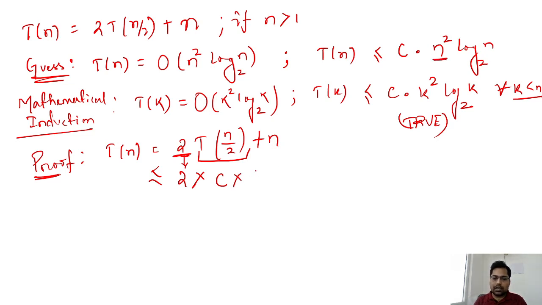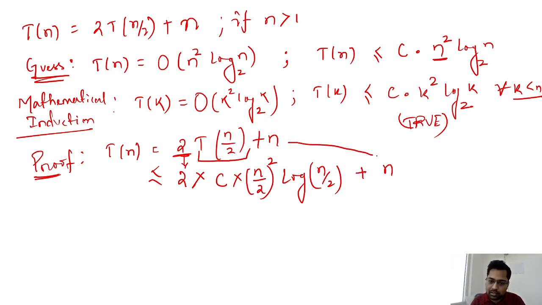Instead of n square, I am just writing that here n is considered as n by 2, and we have written n square and log n by 2. Simple. Instead of n, you just write what is inside the function. Next, n as it is, do not touch it, because I told you the function you need to explore is only the function which we have already seen.